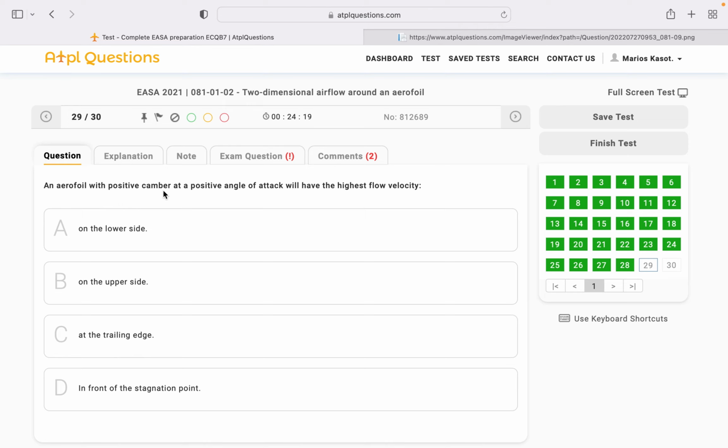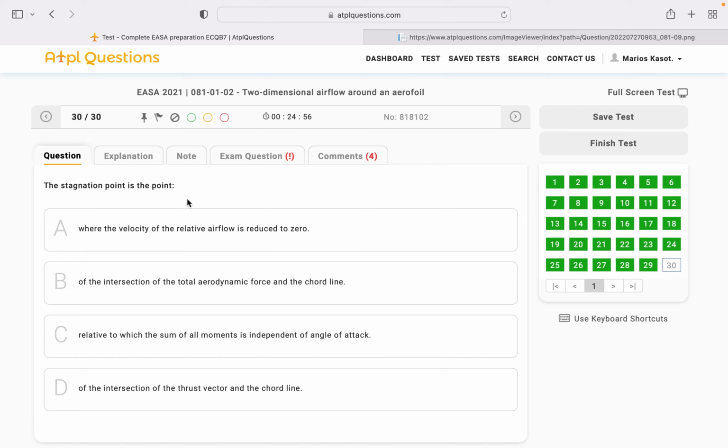An airfoil with positive camber at positive angle of attack will have the highest flow velocity, of course, on the upper side. In front of the trailing edge, on the upper side, because it's curved and it also has a positive angle of attack.